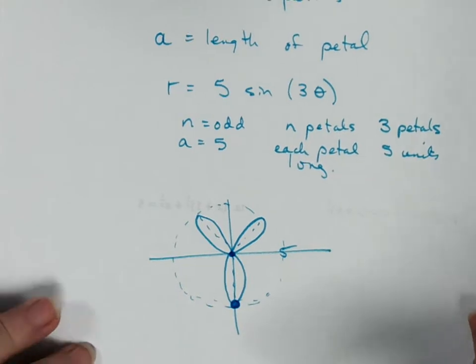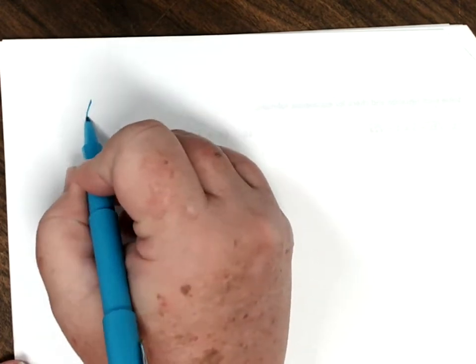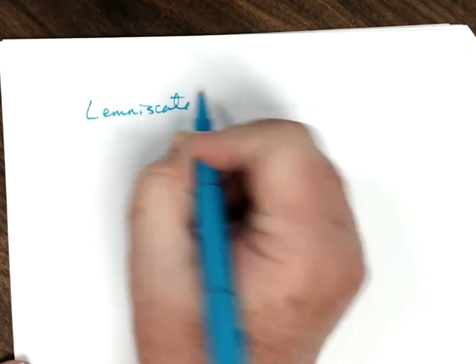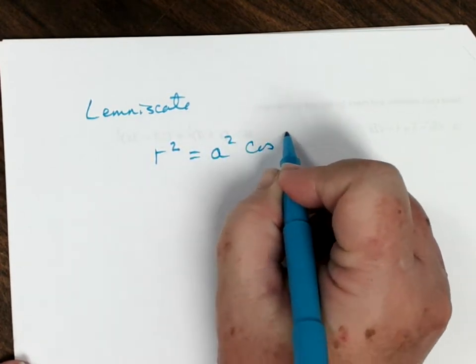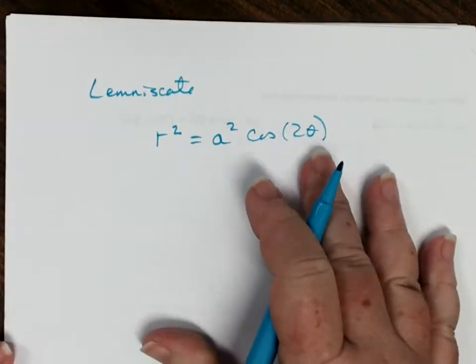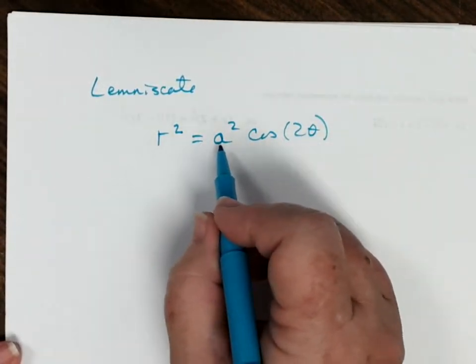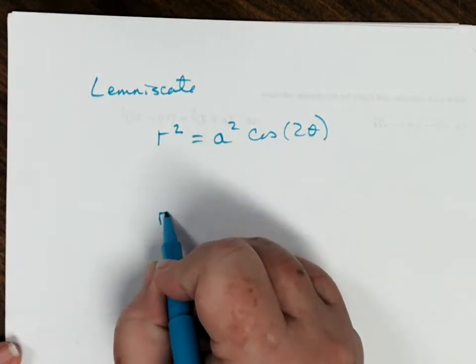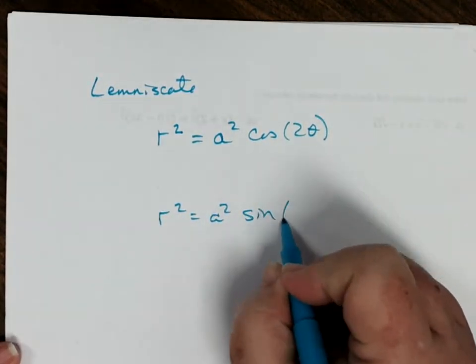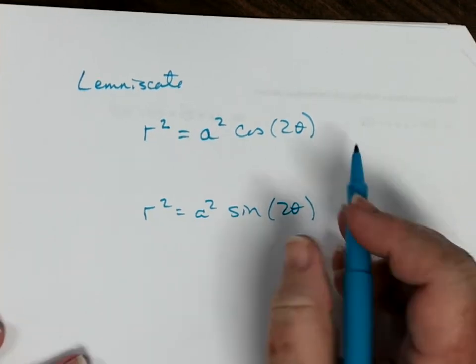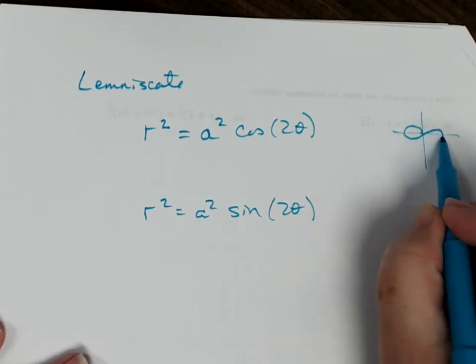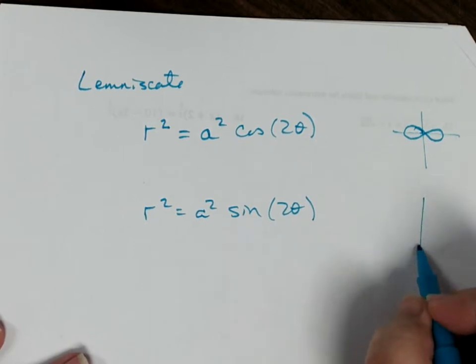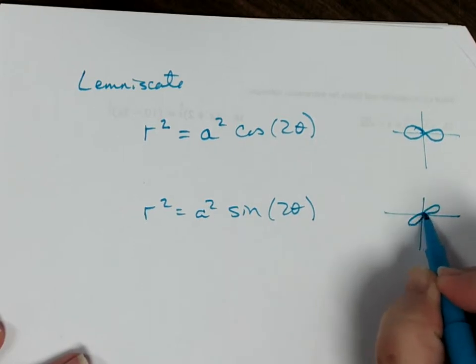The next shape, the lemniscate, is a little easier to tell from sine and cosine because the lemniscate is in this form: R squared equals a squared cosine of 2 theta. And it will always be this format: R squared equals a squared cosine of 2 theta, or R squared equals a squared sine of 2 theta. The difference is that anytime you have cosine, you're going to have your horizontal propeller, and anytime you have sine, you're going to have your oblique propeller.